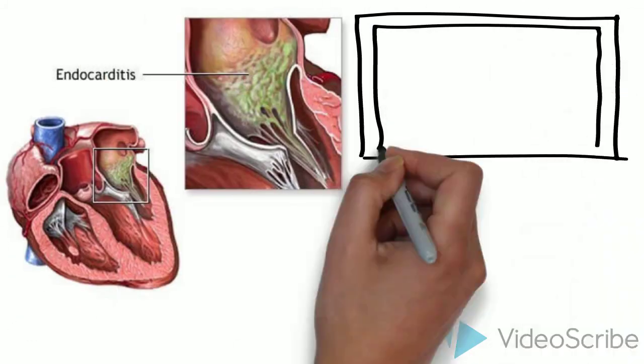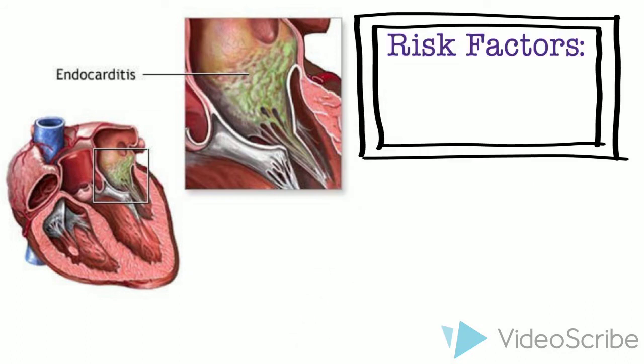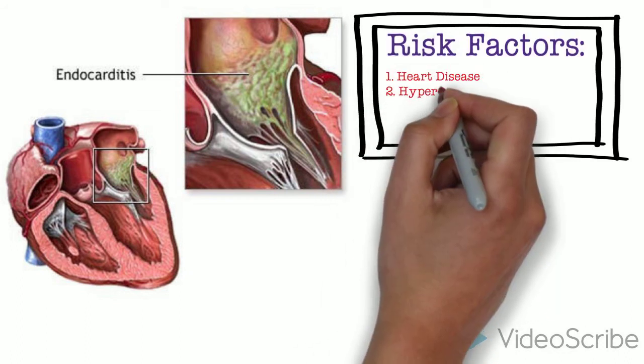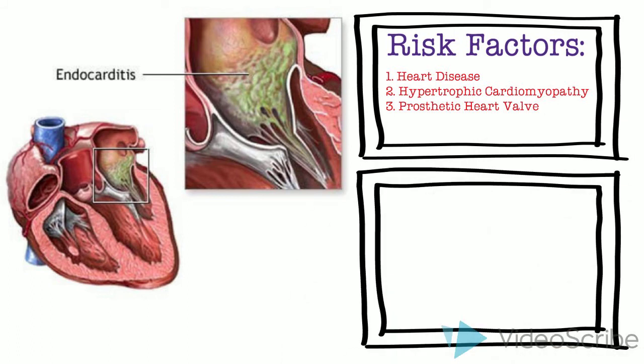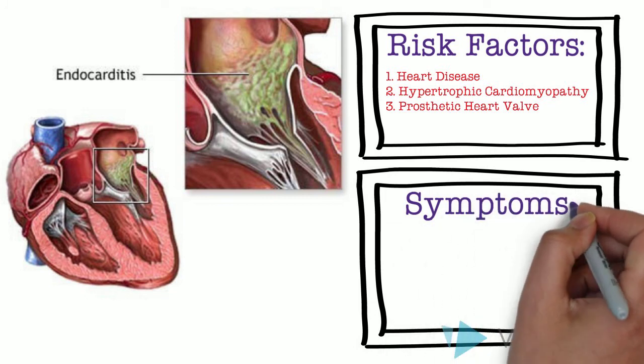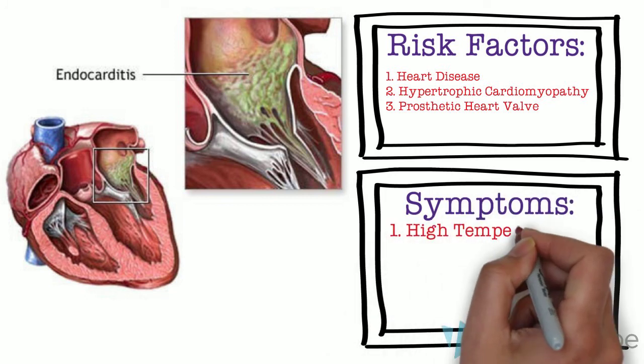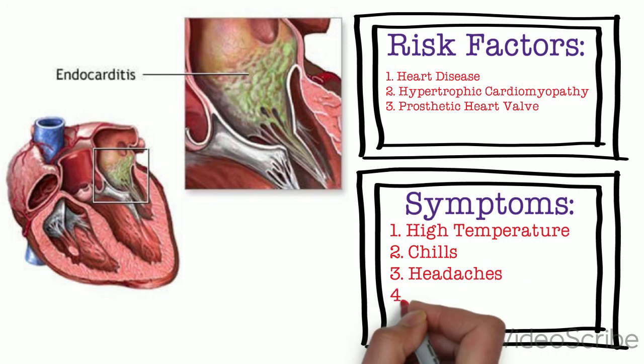Endocarditis is a rare condition which infects the inner lining of the heart. The risk of infection is substantially increased if the patient has previously suffered from congenital heart disease, hypertrophic cardiomyopathy, or has a prosthetic heart valve. Some of the most common symptoms are high temperature, chills, headache, joint and muscle pain, and pale skin.